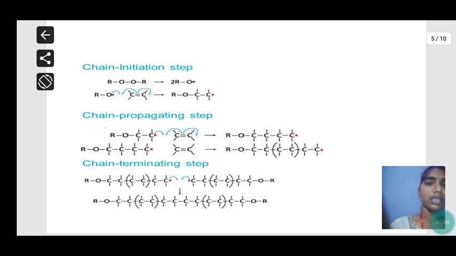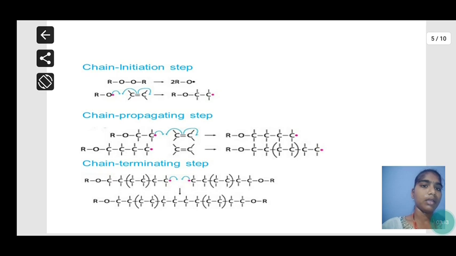R-O-O-R gives rise to 2 R-O•. R-O• reacts with C=C, giving rise to R-O-C-C•, the Lewis dot.